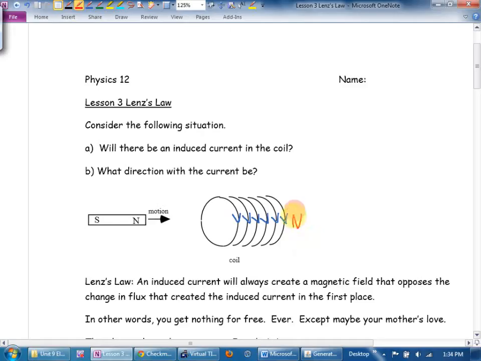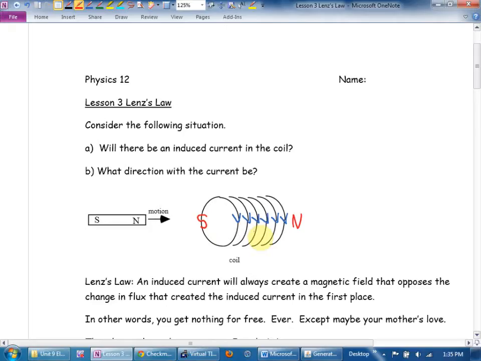Now, if that was north, what would this be? What would this south pole do to this north pole? Which would make this magnet move slower or faster? Which would make the flux change slower or faster? Which would make the current bigger or smaller? Which would make the magnetic field bigger or smaller? Bigger. Which would make this move faster or slower? Faster. Which would make the flux change faster or slower? Bigger. Which would make the current bigger or smaller? Bigger. That's why this is wrong. This would be a perpetual motion machine.